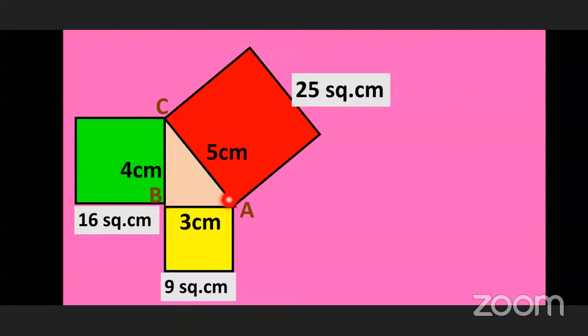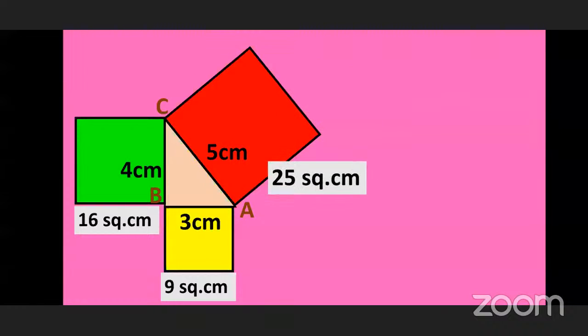See, children, if you observe these things carefully, you will understand the relationship between hypotenuse and these two sides. Now let us see the relationship. Just now we are proving whether the formula derived is correct or not. See, 25 square centimeter is the area of the longest side. And what the formula is telling: hypotenuse square equals base square plus height square. So that only we are seeing.